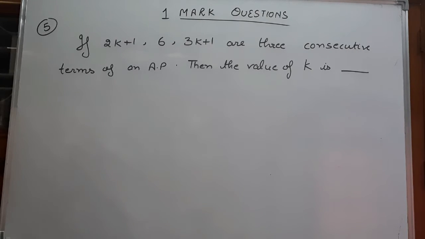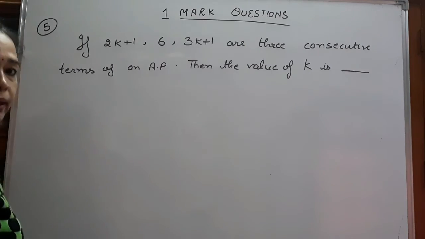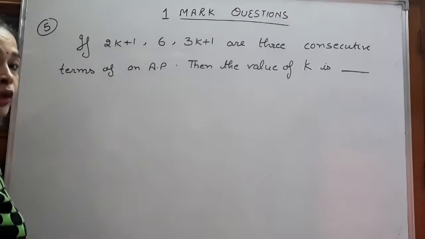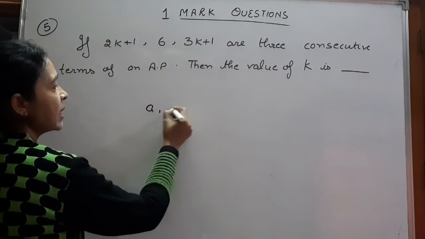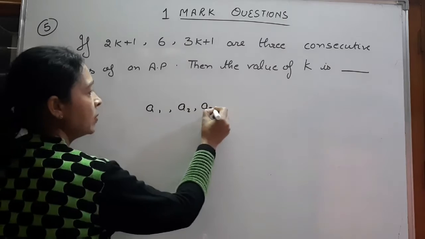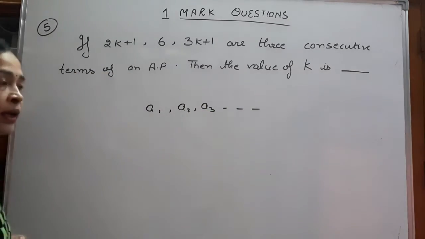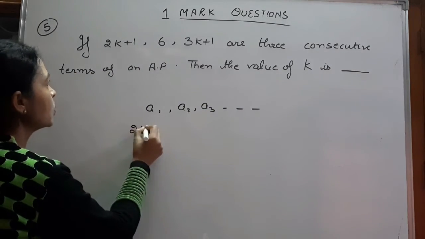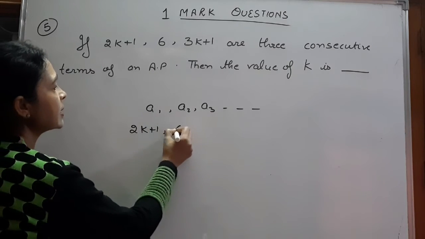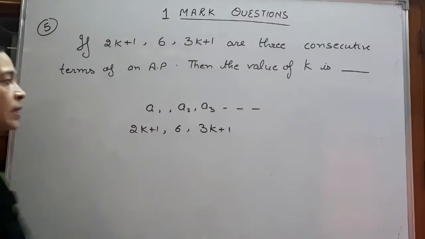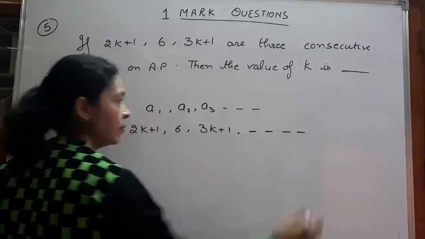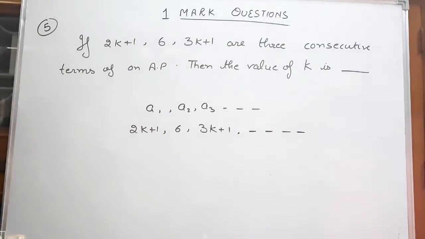If 2k plus 1, 6 and 3k plus 1 are 3 consecutive terms. What is consecutive? One after the other. These are the 3 terms, A1, A2, A3, of an AP. First term is 2k plus 1, another is 6 and third one is 3k plus 1. These are the consecutive terms of AP. We have to find the value of k.